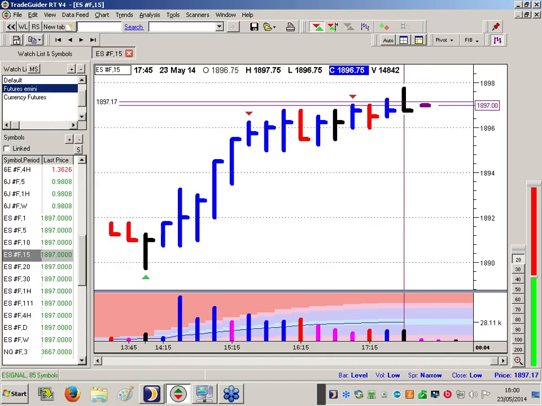This is a 15 minutes of the S&P future. Just finished this moment as we switched over. As Tom says, it looks a bit like an up thrust. Tom says it's what we call a weak bar.